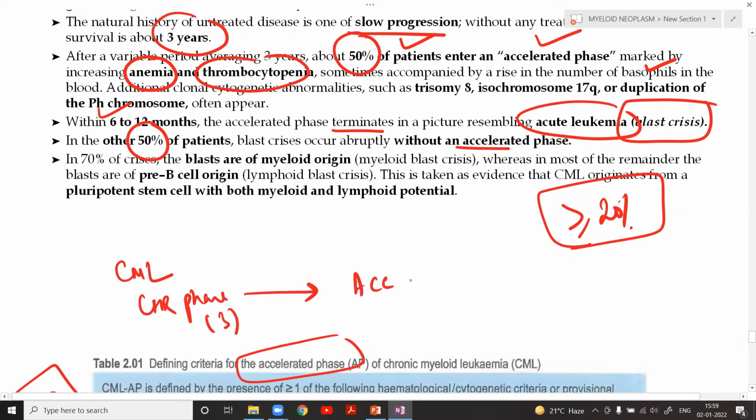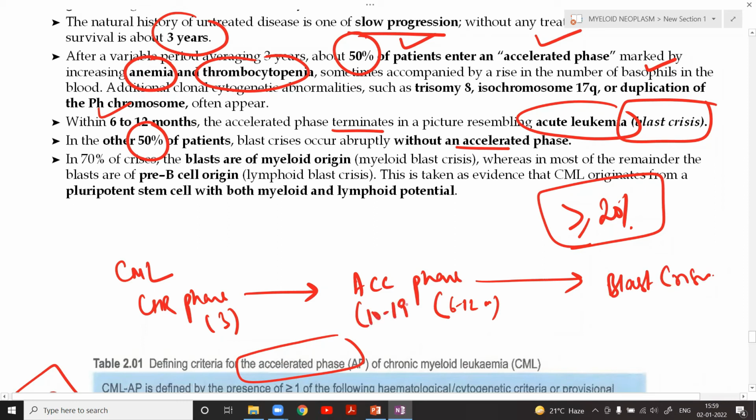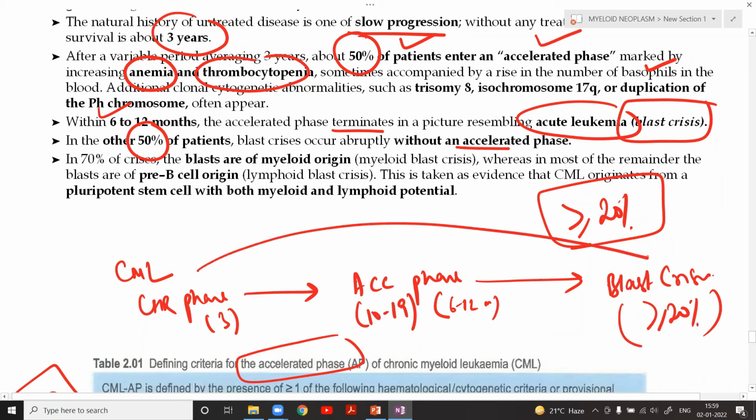Then it is going to go into an accelerated phase which lasts for approximately another 6 to 12 months. And that goes into something called a blast crisis. Remember, over here the blast count is 10 to 19%. Over here the blast count is equal to 20%. Now 50% of patients go through this. The rest 50% can directly go via this pathway. Is this clear to everyone?